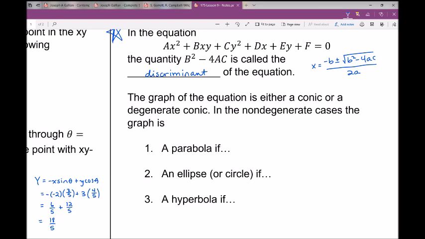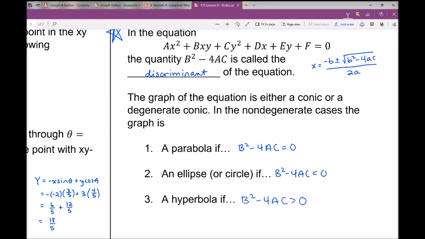But in the non-degenerate cases, the graph is a parabola if that discriminant is equal to 0. We get an ellipse if it's negative, so b squared minus 4ac is less than 0, and it's a hyperbola if it's positive, so if b squared minus 4ac is greater than 0.